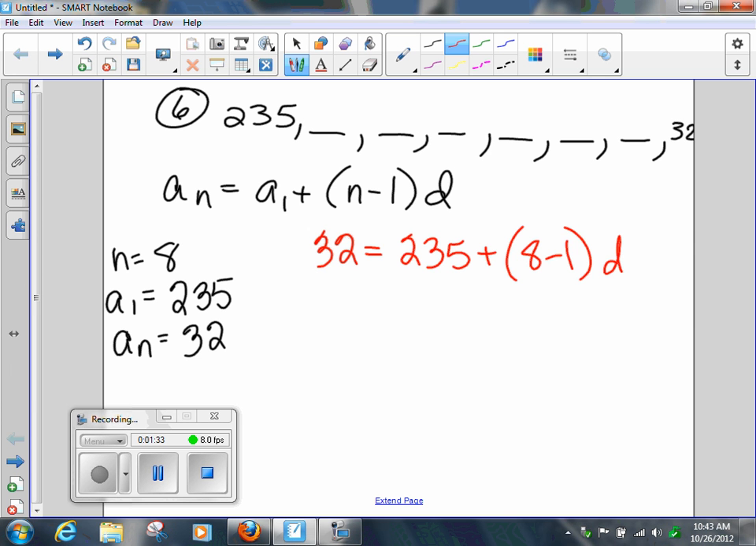Are you with me so far? Okay. This is going to allow us to solve for what? D. So here we go. 32 equals 8 minus 1 is 7. Now what am I going to do? I'm going to solve for D, folks. What am I doing? That's right.